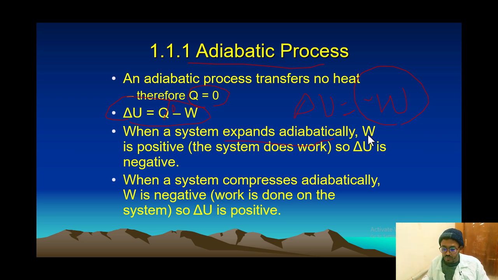W is positive. We take this one positive, right? So the system does work, so the change in internal energy is negative. But when the system compresses adiabatically, W is negative. So when we make it negative, the change in internal energy is equal to negative of negative. We get positive. So internal energy increases. This is the concept of the adiabatic process.